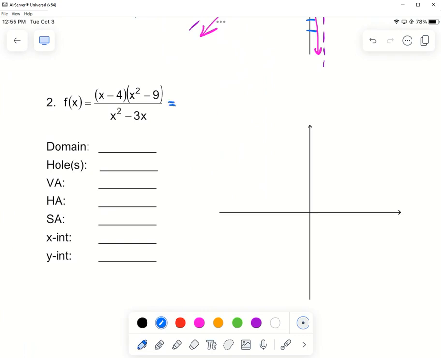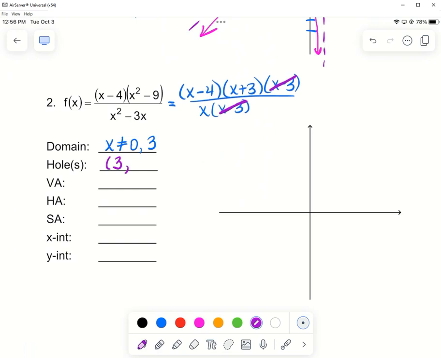I'm going to go ahead and factor everything. x and x minus 3. Okay, so there is my factoring. What's my domain? My domain is x cannot be equal to 0 or 3 because that's the denominator. I do notice that I have a factor that is repeated. So my hole is 3 comma something.